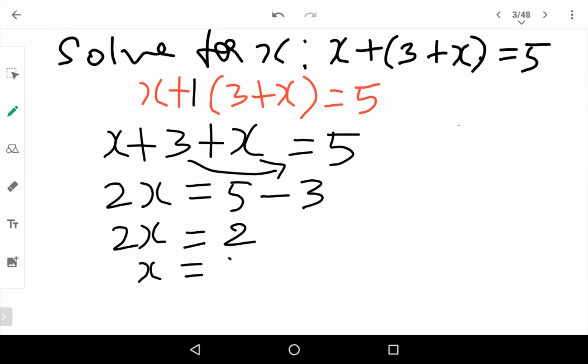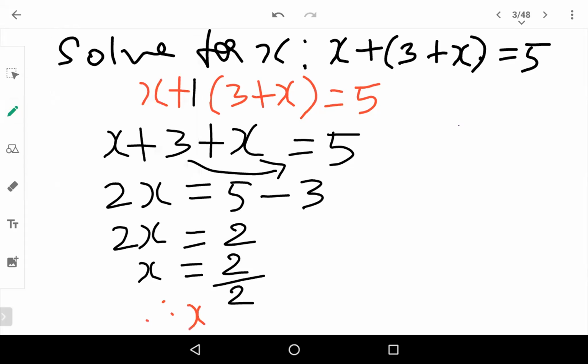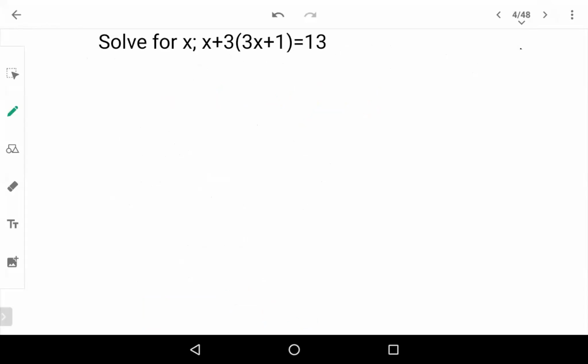x is equal to 2 divided by 2. Therefore, x is equal to 2 ones are 2. So x is equal to 1. Understood? Everybody is clear until here? Any doubts? Okay. Now let us go to the next question. Yes, can we go to the next question?